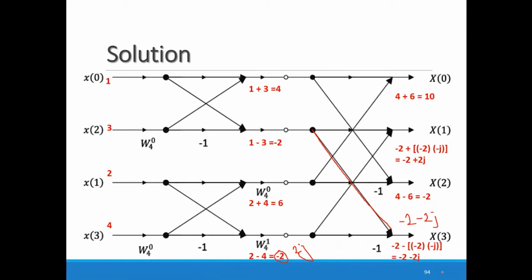So at the last, minus 2 minus, your sign is minus because we are in the second line of this butterfly, so we have to apply the inversion, minus 1. So minus 2 into minus j means you are getting 2j over here, which is again inverted. So finally your answer is minus 2 minus 2j. Clear, all of you? Yes, sir.